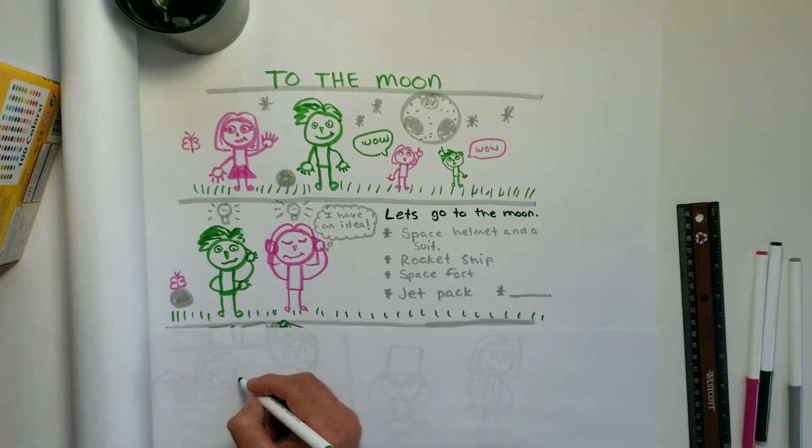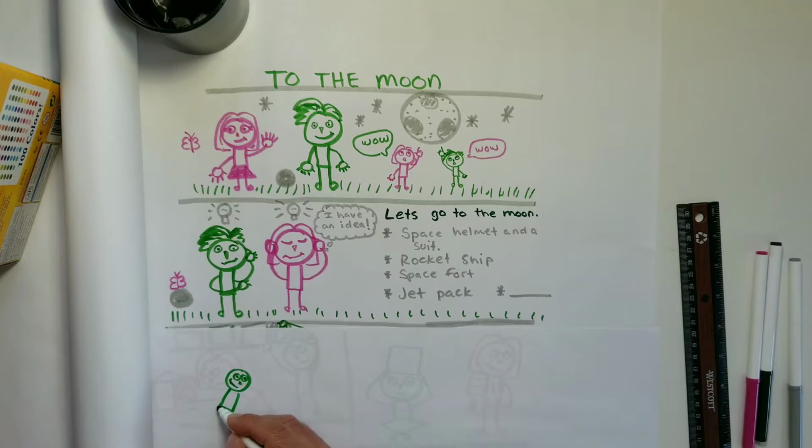Alright, let's start with his head, his eyes, his mouth, his nose. Let's see, how about his hair?